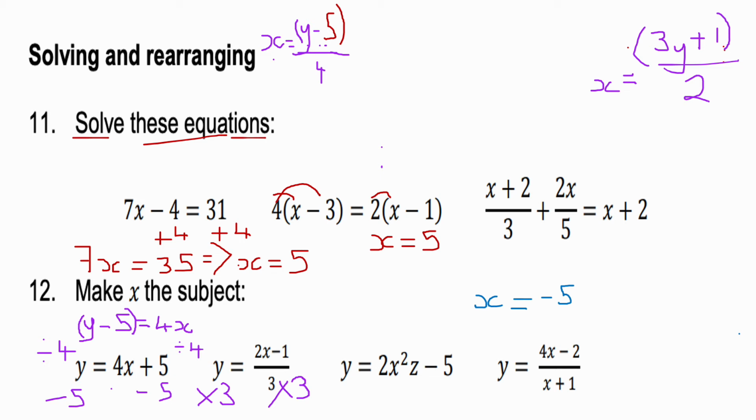Next one, guys. I've got y is equal to 2x squared z minus 5. So the first step is to add 5 to both sides. We will get y plus 5 is equal to 2x squared z.